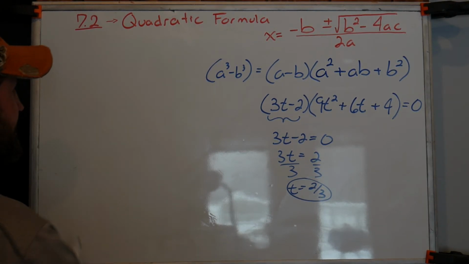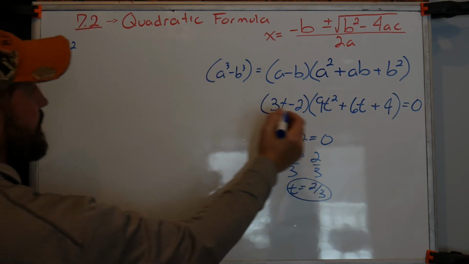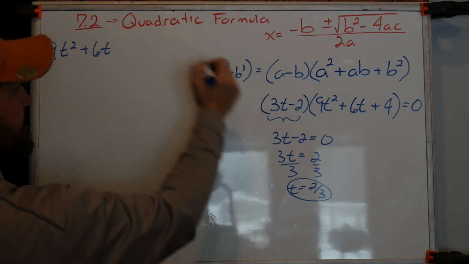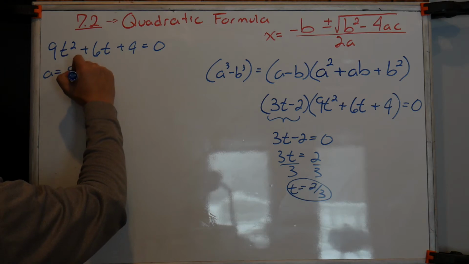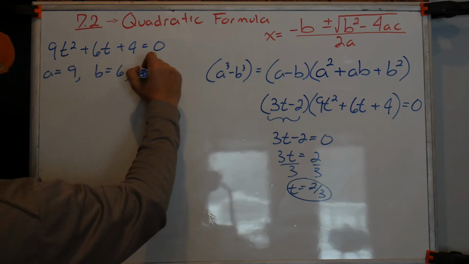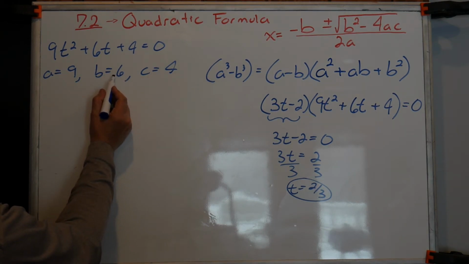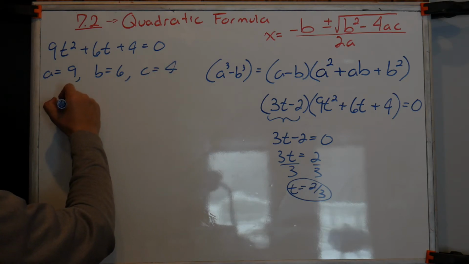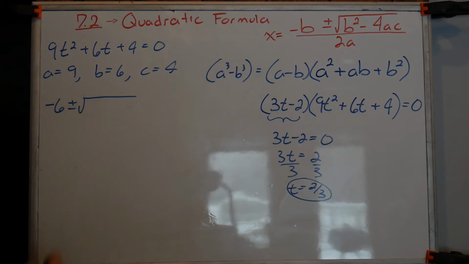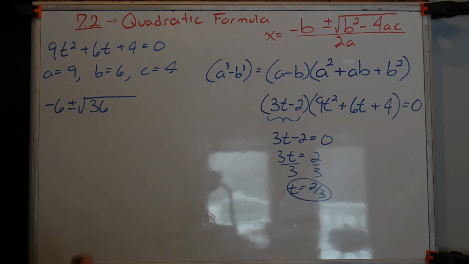I'm just going to make room up here. Now I am looking at 9t squared plus 6t plus 4 equals 0. So my A is 9, my B is 6, my C is 4. So I have a negative B. In this case, it's a positive 6. So my negative B is going to be negative 6 plus or minus B squared. So 36.